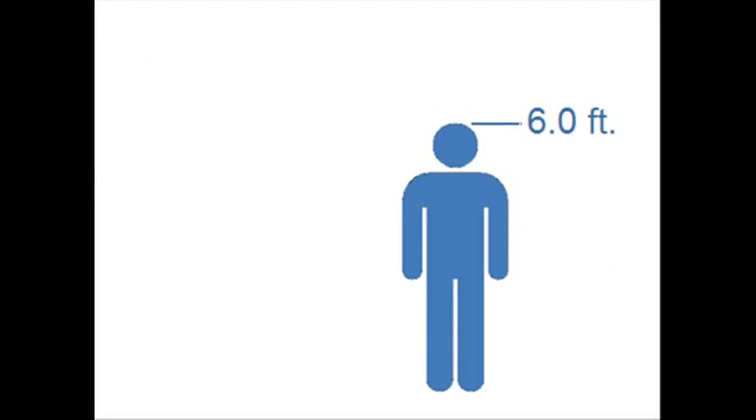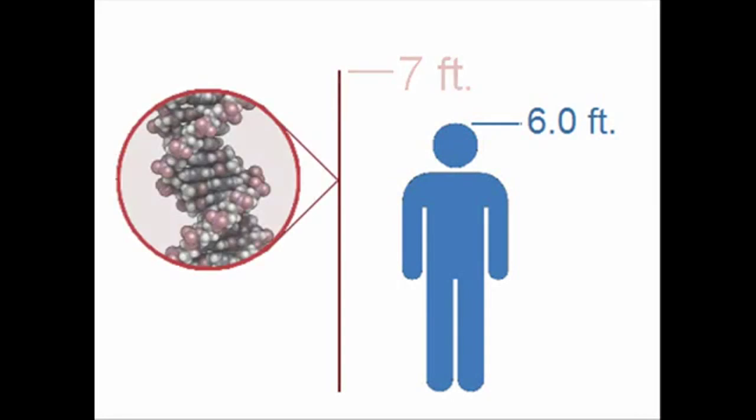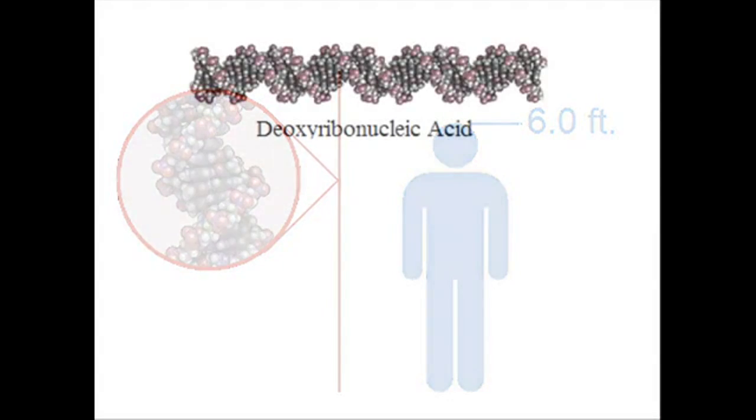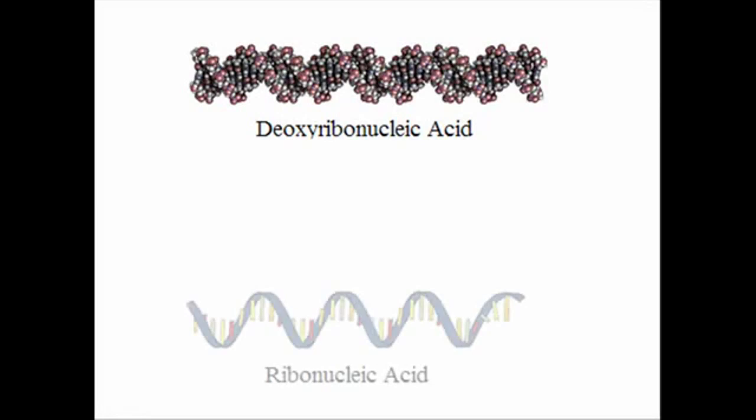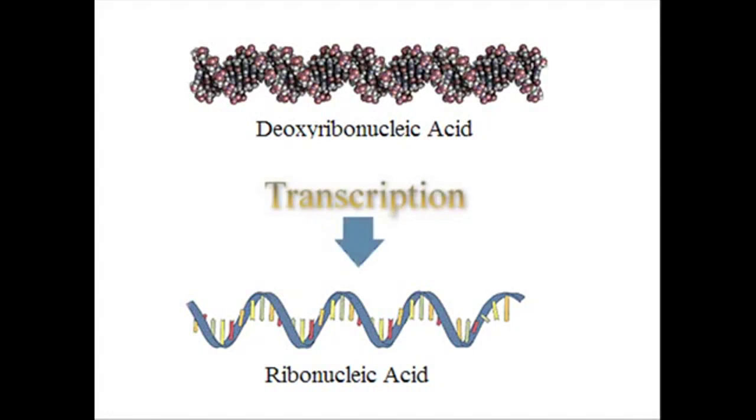It is said that the average man is approximately 6 feet tall. If unraveled, the DNA molecule from any cell in his body would be approximately 7 feet long. The molecule is called deoxyribonucleic acid. One of the information packaging processes of the cell is to collect information from the DNA molecule to do work. This produces an RNA molecule called ribonucleic acid. The process is called transcription.